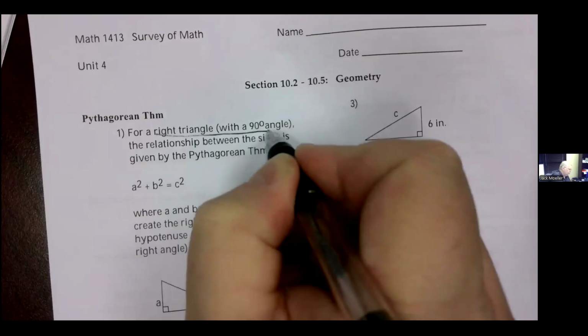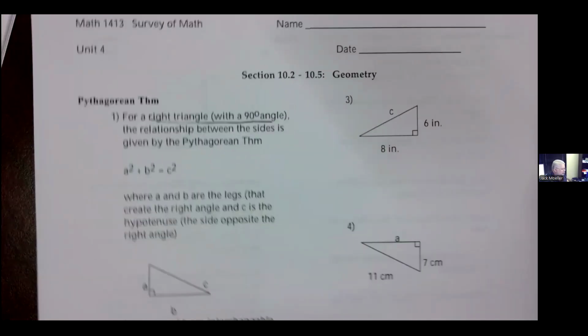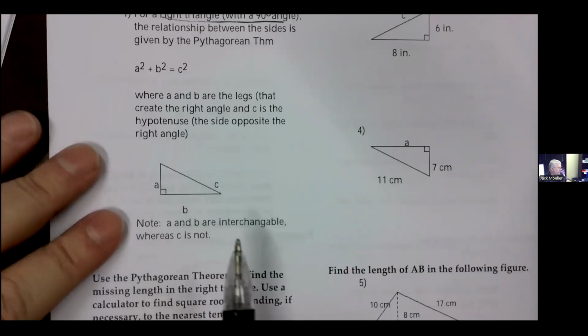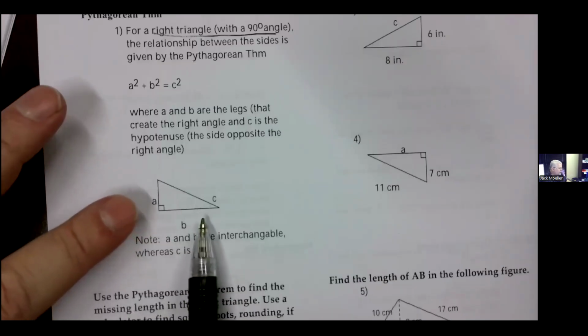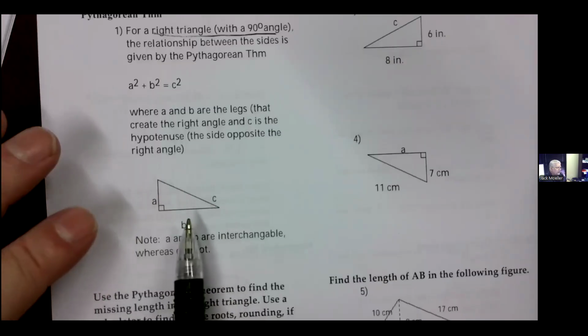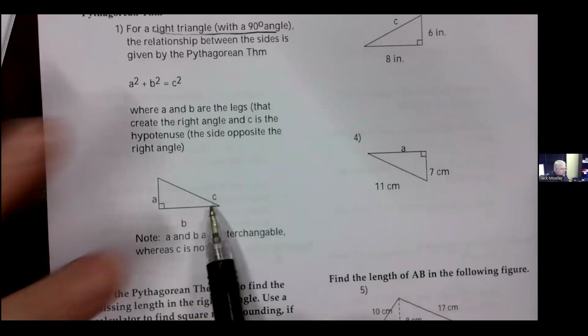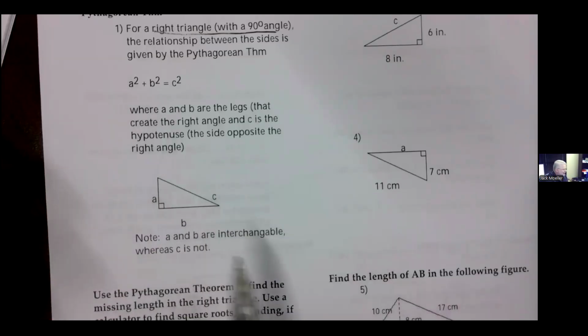A right triangle is anything with a 90-degree angle, and the geometry symbol for that is a little square in the corner. That means it is the 90-degree angle. And you can only have one 90-degree angle in a triangle because all the angles have to add up to 180. You can't have two 90 degrees because then that would be the whole 180.